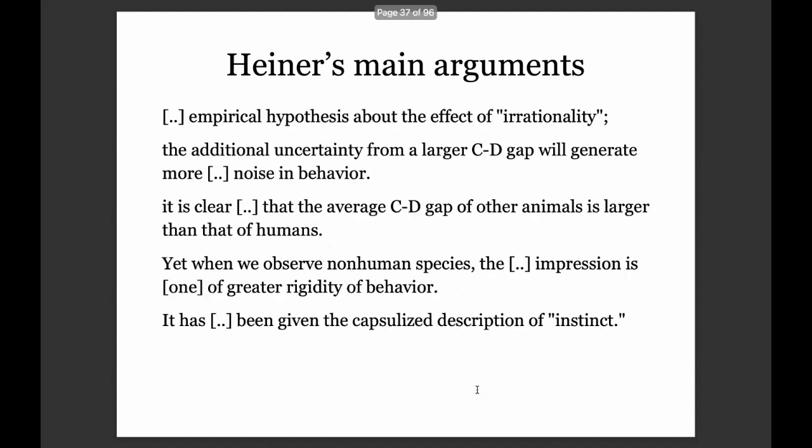This provides us actually an empirical observable hypothesis about the effect of irrationality. The additional uncertainty from a larger CD gap will generate more noise in behavior. But now it is clear that the average CD gap of other animals is larger than that of humans. Yet when we observe non-human species, the impression is one of greater rigidity of behavior. And this has been given the description of instinct.